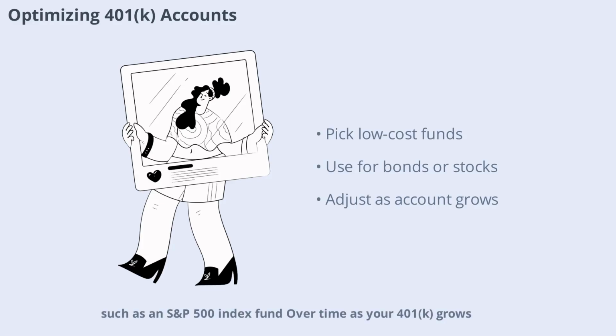Over time, as your 401k grows, you can shift more of your U.S. stock allocation here. If your plan offers a good bond fund, consider placing your bond allocation in the 401k to take advantage of tax deferral and lower costs.